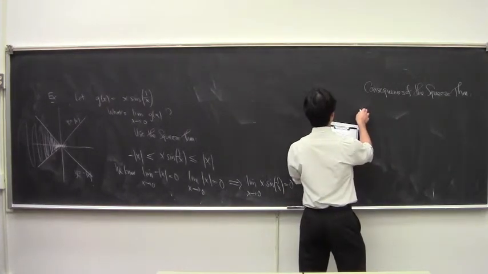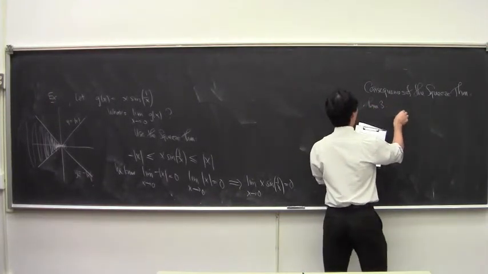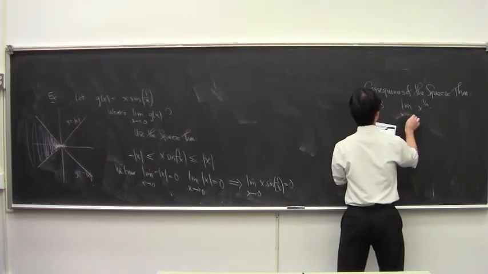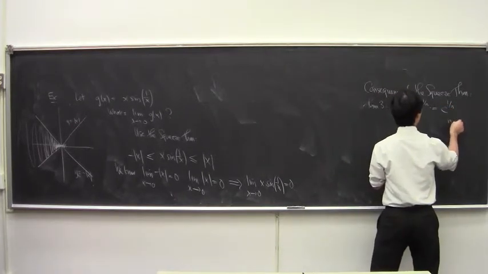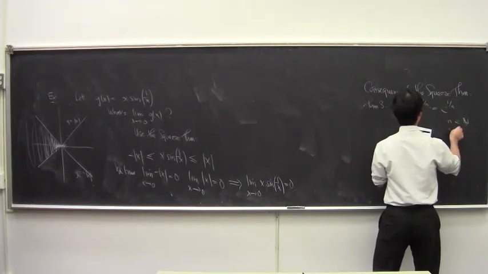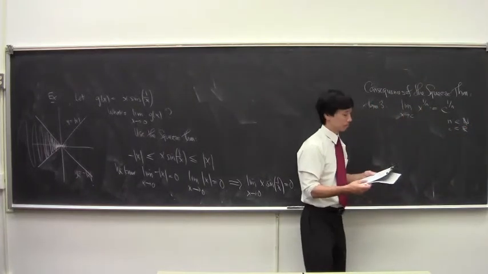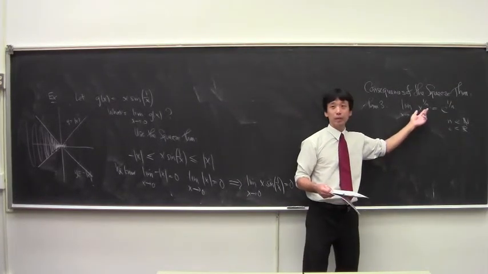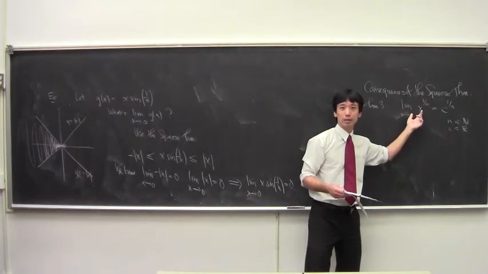The first is called Theorem 3 in the book. The limit of x to the 1 over n as x approaches c is c to the 1 over n, where n is some natural number and c is some real number. So if you're taking the limit of a root function, you can just evaluate it.